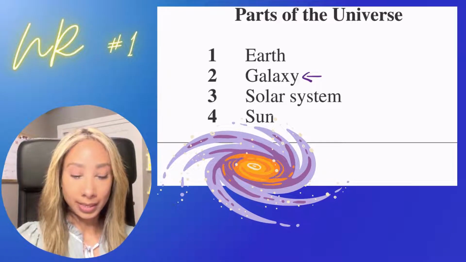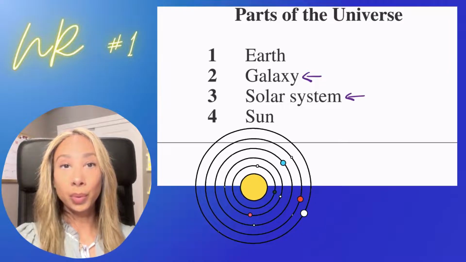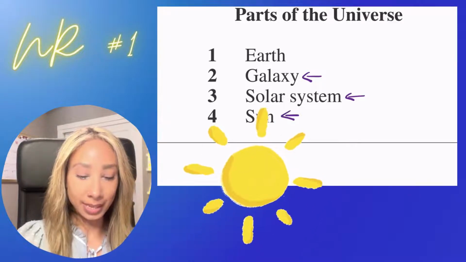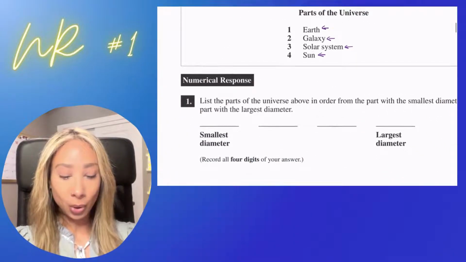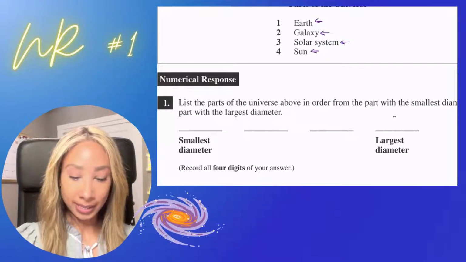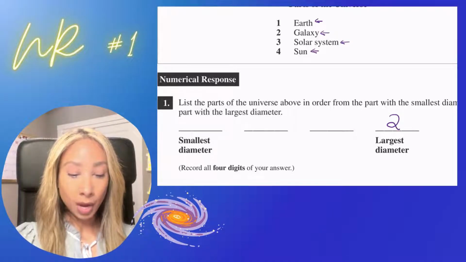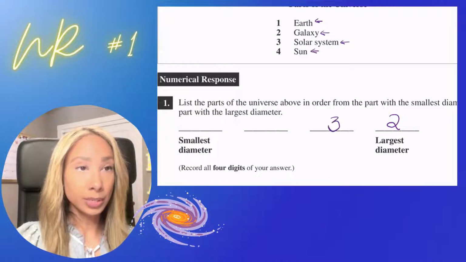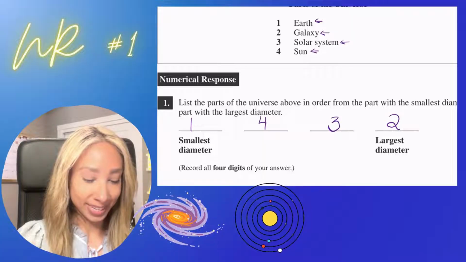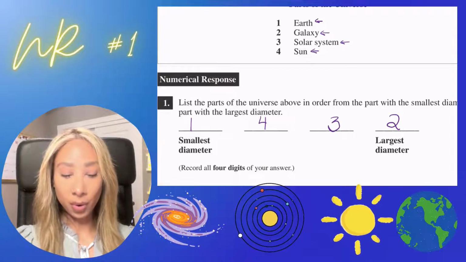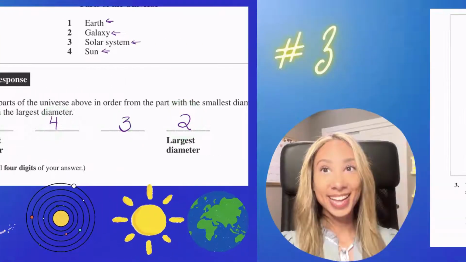In our galaxy, we then contain our solar system, so this would be the second biggest one. From our solar system, we know we would then need the sun because the planets revolve around the sun. And finally, we have our planet, which in perspective of everything else is pretty small. So when we put this in order, our largest one, like I said, is our galaxy. That's going to be in number 2 there, our galaxy. Our second largest one is our solar system. Our second biggest one is the sun. And finally, the smallest one is Earth. So our answer for this one is going to be 1, 4, 3, 2.